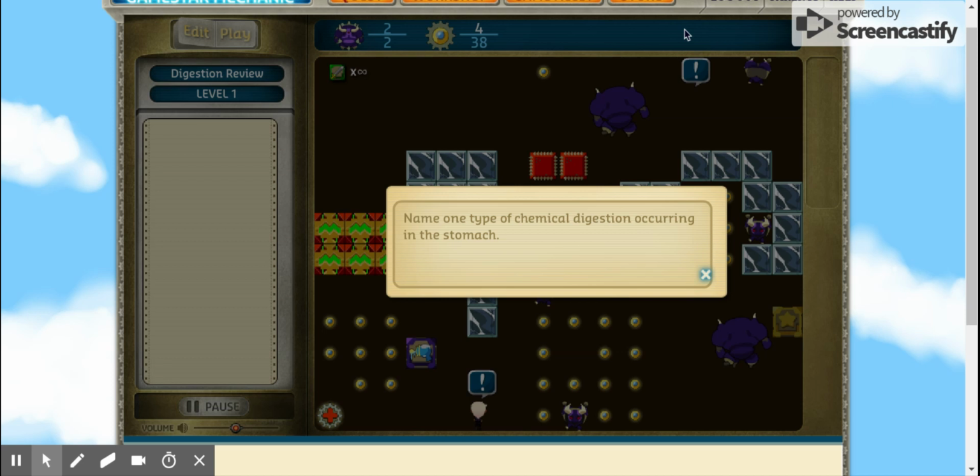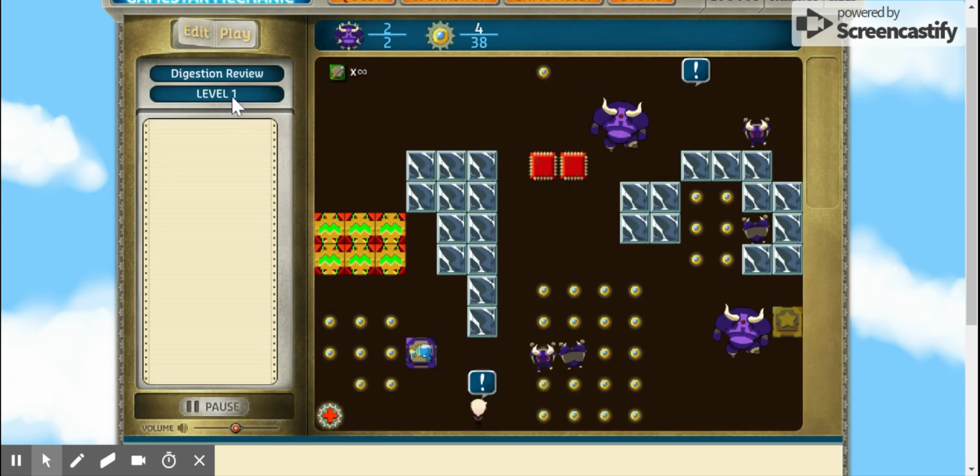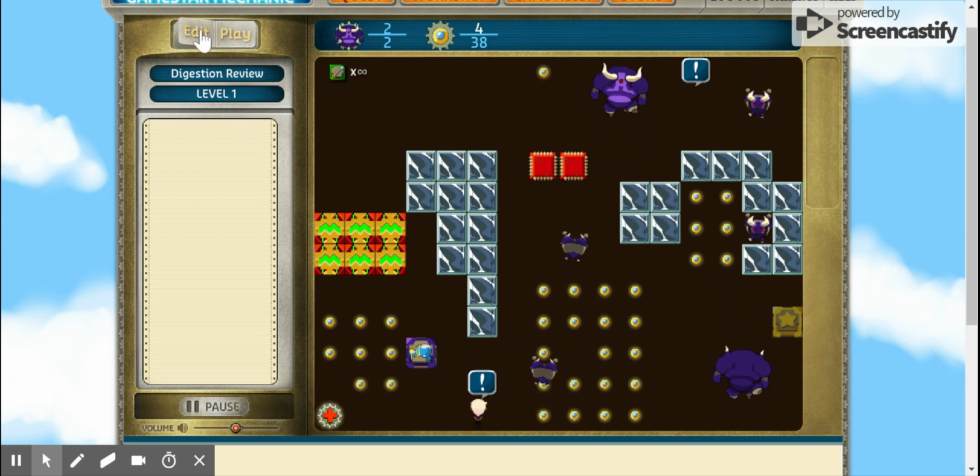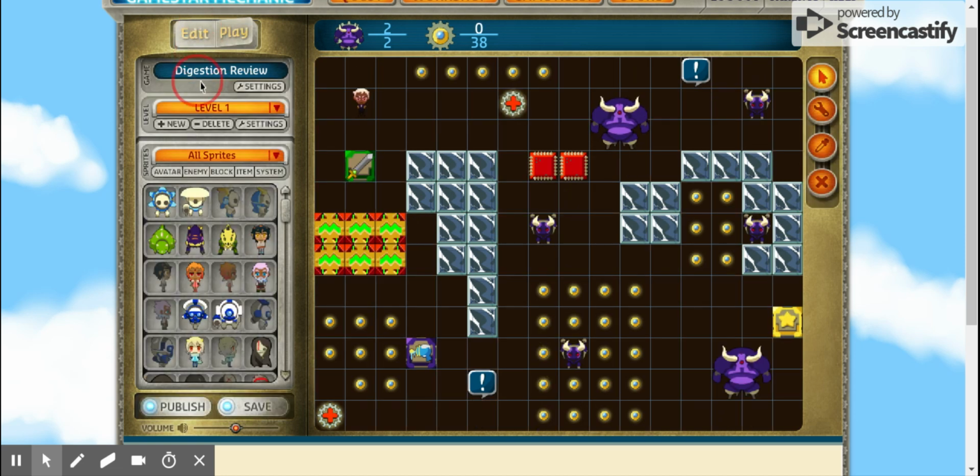So after each level, students would be assigned to answer 5 questions. So it would be 5, 5, and 5 to fill up the 3 levels. And that will kind of split up the questioning that they would answer in the game as well as on their review sheet. So let me just show us our second level so we can see how that differs.